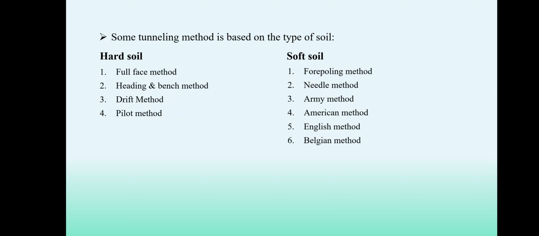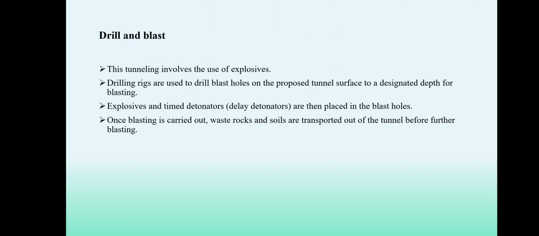Types of tunneling techniques: drill and blast, cut and cover, shield and tunnel boring machines, New Austrian tunneling method, and special methods. Some tunneling methods are based on the type of soil, hard soil and soft soil. For hard soil, the full face method, heading and bench method, drift method and pilot method are referred. For soft soil, the forepoling method, needle method, RV method, American method, English method, and Belgian method are preferred.